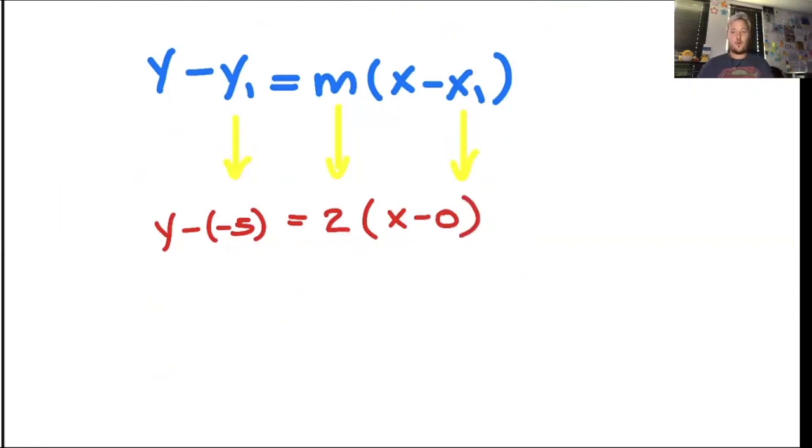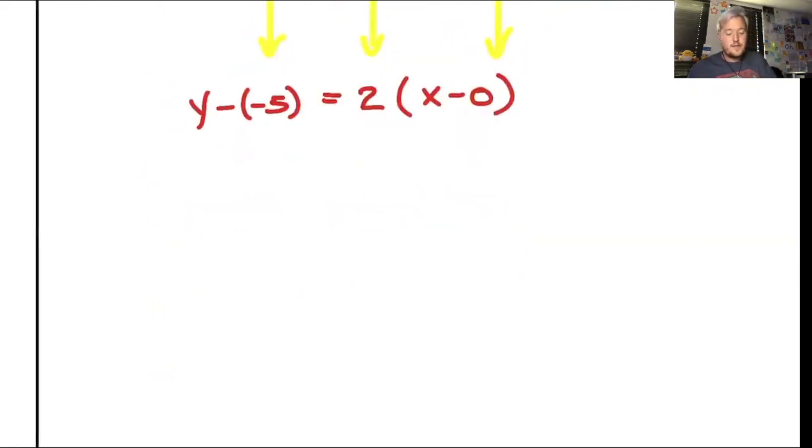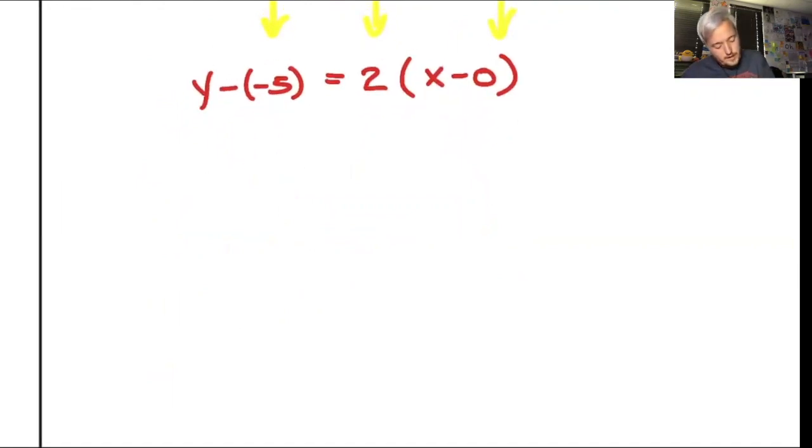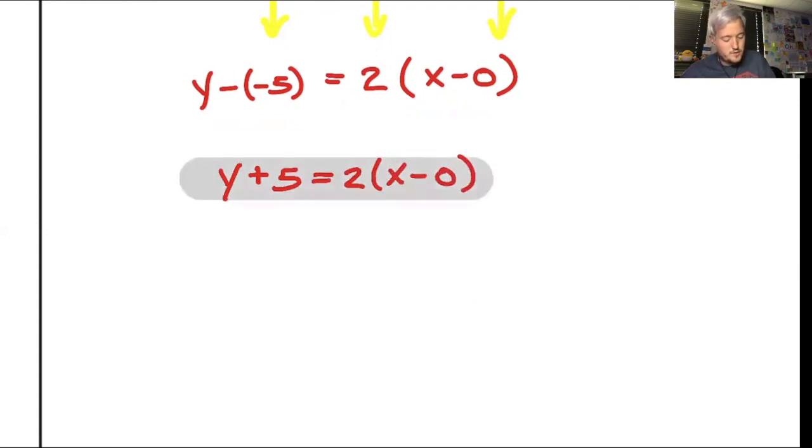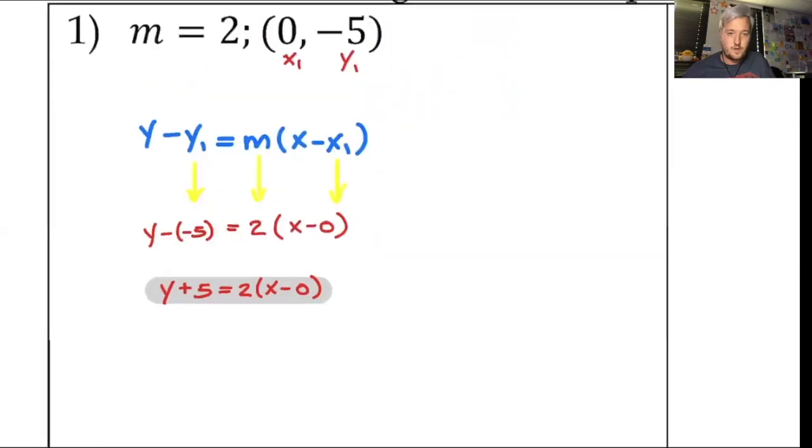When you get to this point, typically you may be done, or you may have to simplify. When I say simplify, what you're going to have to fix is any subtract a negative. When you subtract a negative, that turns into plus a positive. So y plus 5 equals 2 times x minus 0. This equation right here, this is your point slope form. That's what we're looking for.